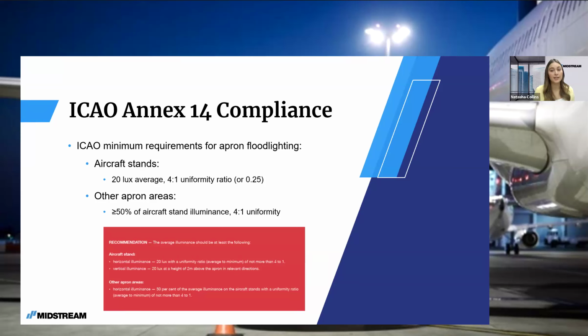For other apron areas, there must be at least 50% of the lux levels of aircraft stands, but again, there's a minimum uniformity of a 4:1 ratio. So I'm now going to hand it over to Yuli, who will go into more detail about what that 4:1 ratio really means and also how it's calculated.